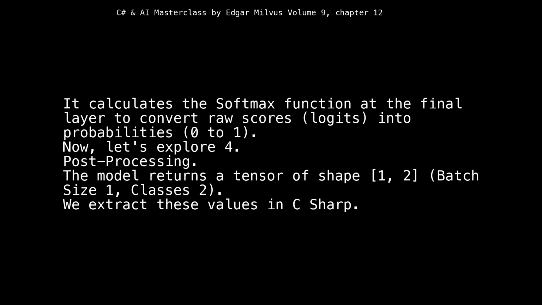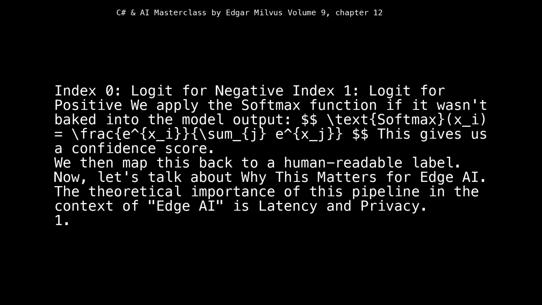Now, let's explore 4. Post-processing. The model returns a tensor of shape [1, 2]: batch size 1, classes 2. We extract these values in C#. Index 0: logit for negative. Index 1: logit for positive. We apply the softmax function if it wasn't baked into the model output: softmax(x_i) = e^{x_i} / sum_j e^{x_j}. This gives us a confidence score. We then map this back to a human-readable label.